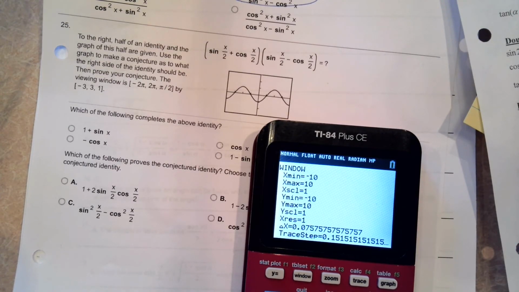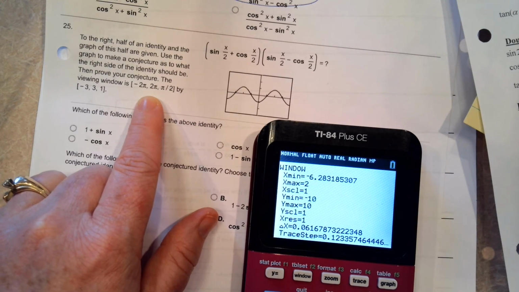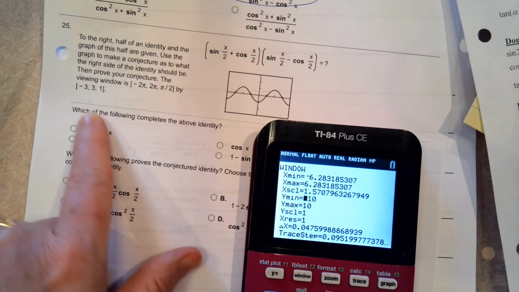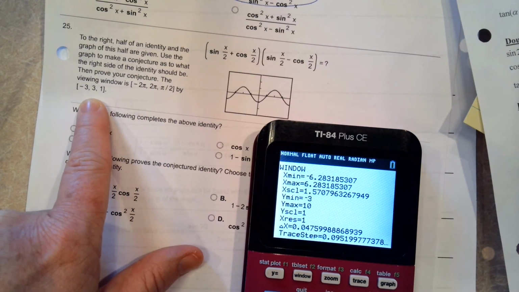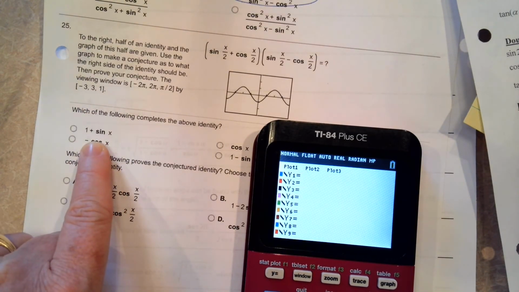Okay, it says to the right, half of an identity, and the graph of this half are given. Use the graph to make a conjecture as to what the right side of the identity should be. Then prove your conjecture. The viewing window is given. So I've gone to my graphing calculator and I've gone to my window and I'm going to put these values in. Negative 2 pi, pi over 2. The x scale is negative 3, 3, 1. Then I'm going to go to y equals, and I'm going to try this one.